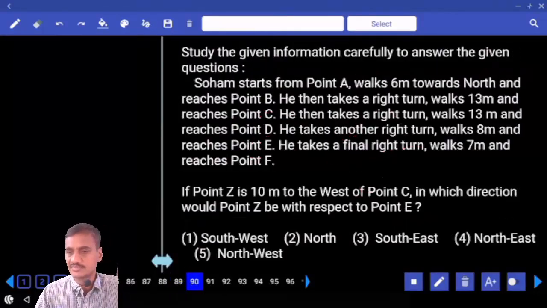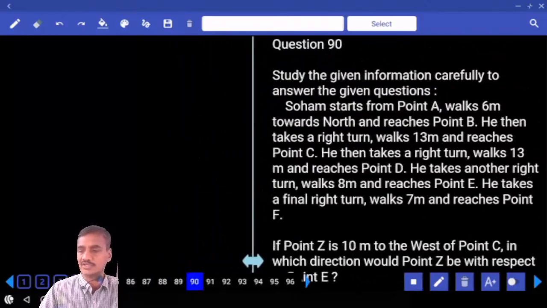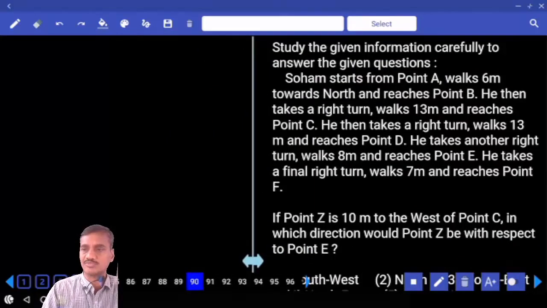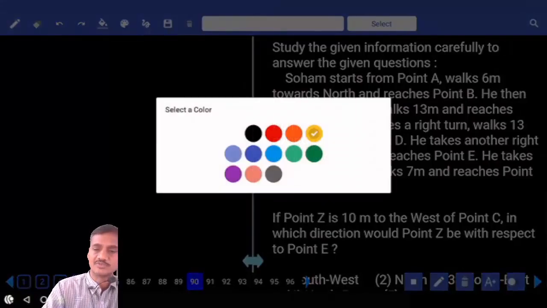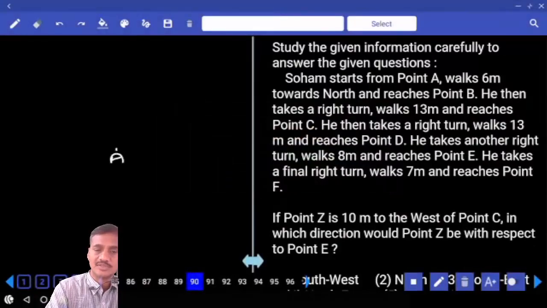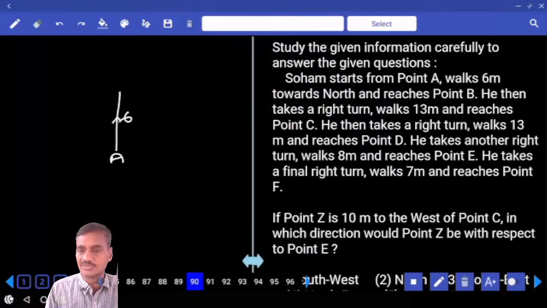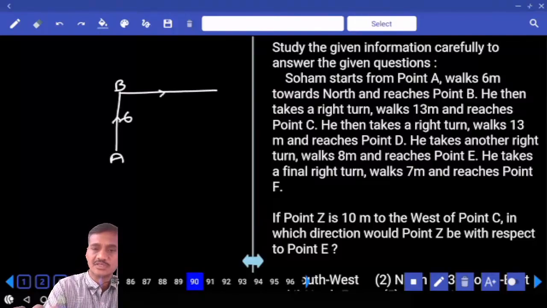Then 90 onwards. Now in this question number 90 onwards, Soham starts from point A, walks 6 meters towards north. Now this is the starting point of Soham. From here, Soham walks 6 meters towards north and reaches point B. And he then takes right hand and walks 13 meters to reach point C. So from here, right hand side, 13 meters and reaches point C.